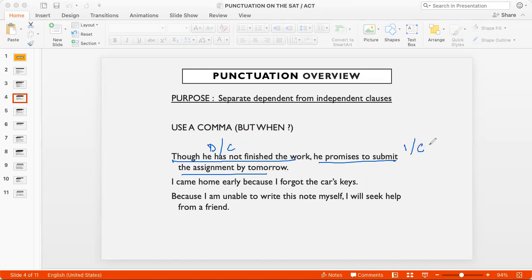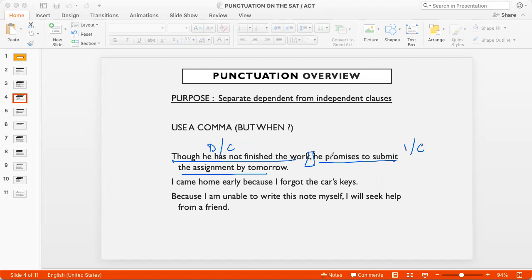Though he has not finished the work, that's a dependent clause, comma, he promises to submit the assignment by tomorrow. So I have two clauses, the first dependent and the second independent. And to join them, I'm putting a comma here.